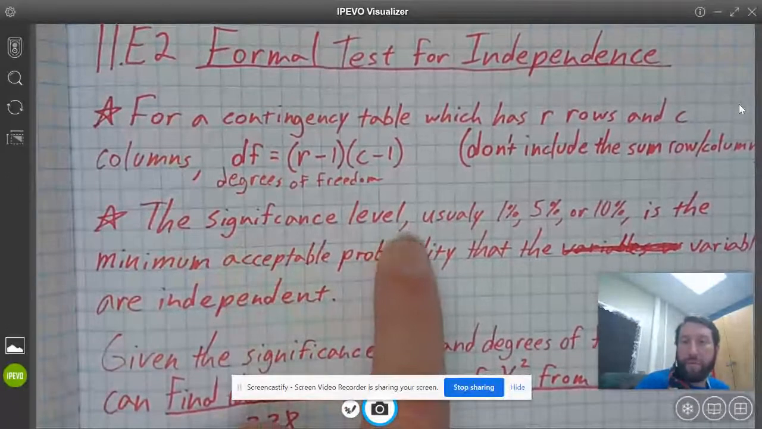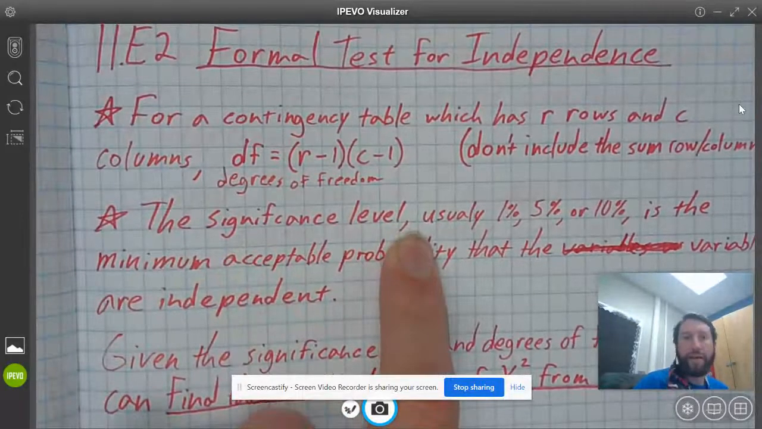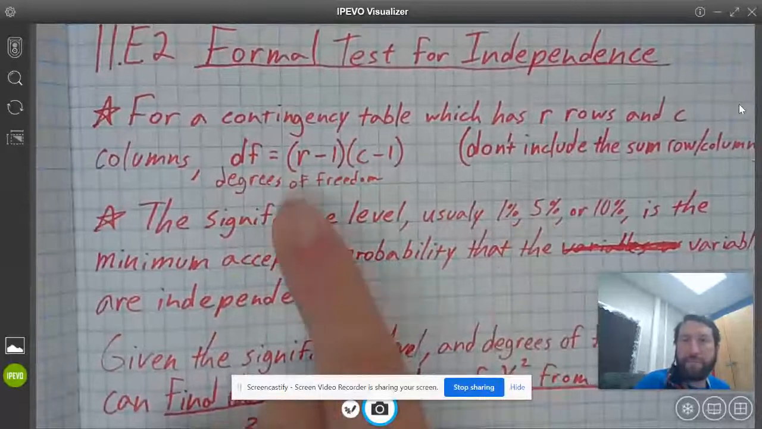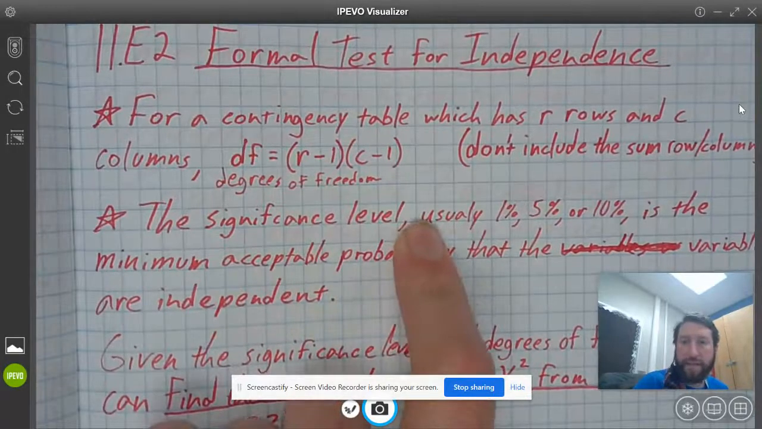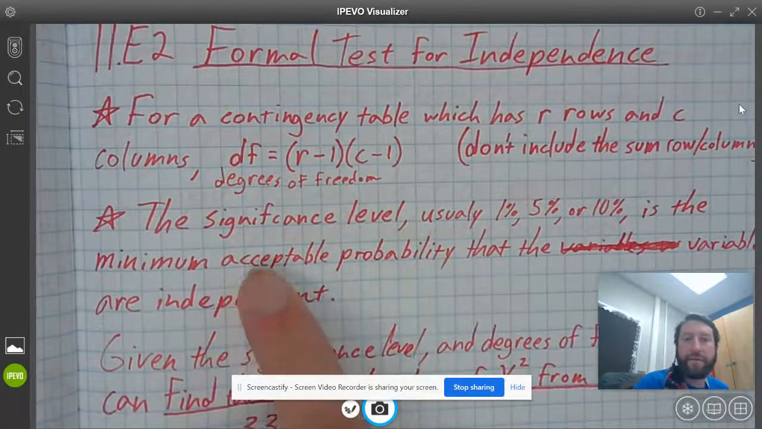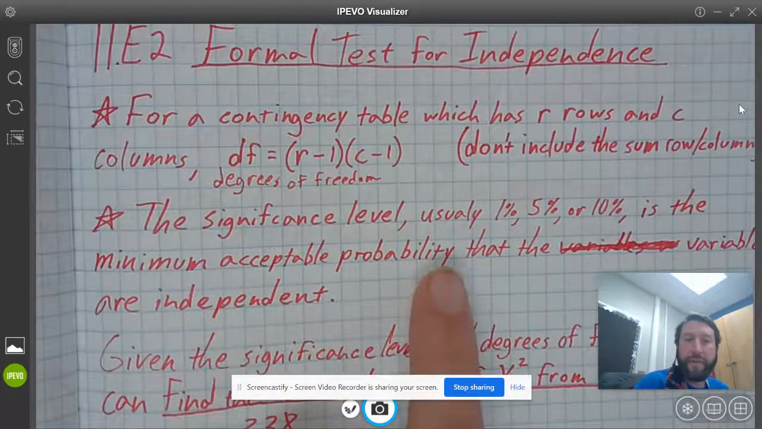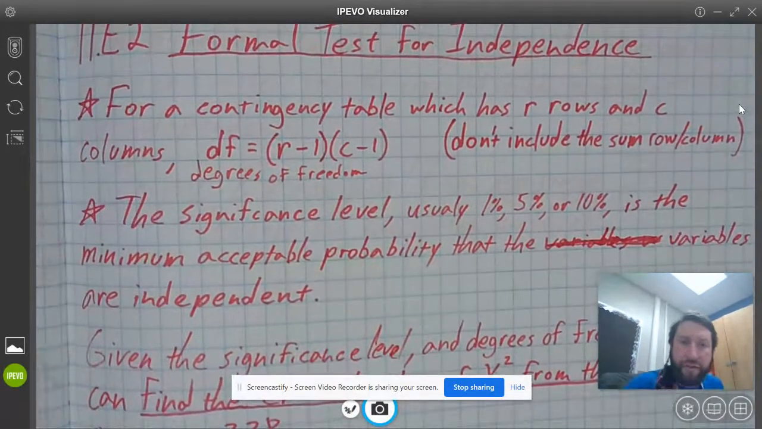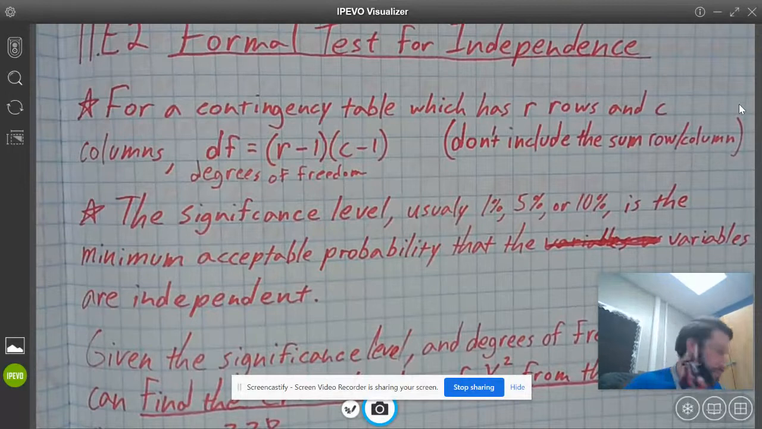Then there's the significance level. This is something that will be given to you. They will say test with a significance level of, let's say, 5%. You don't calculate this. This is given. That's the minimum acceptable probability that the variables are independent. So that is your significance level.